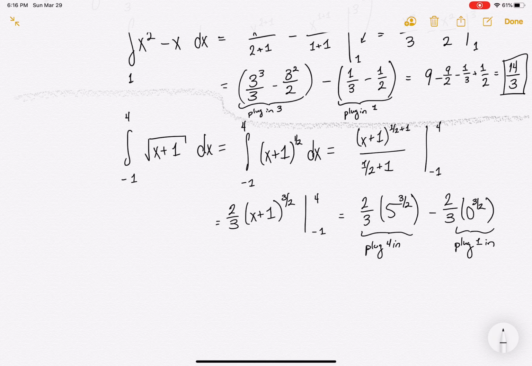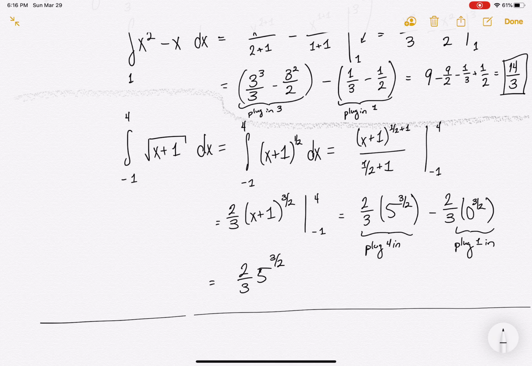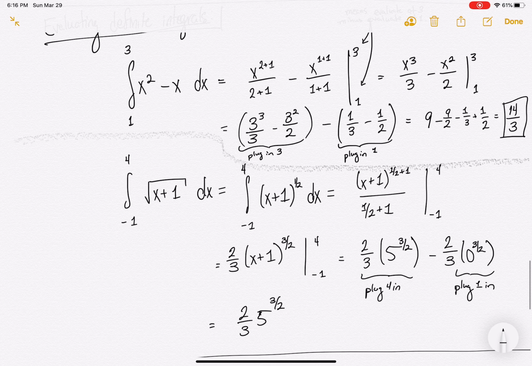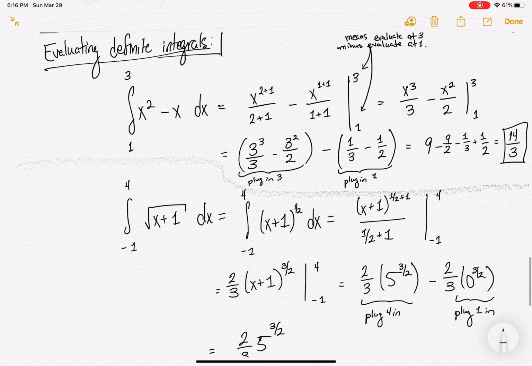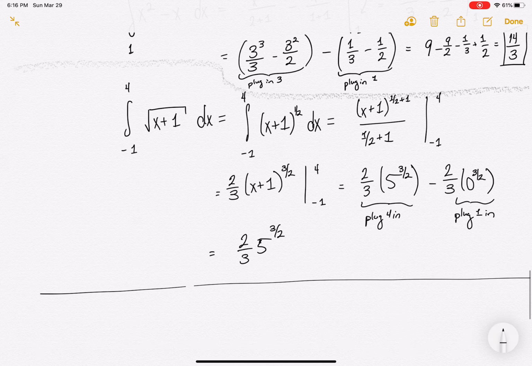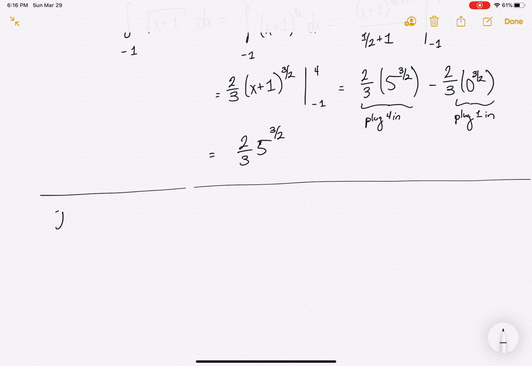So that's how all of these are going to turn out. I'll rewrite this finally. This is 2/3 5 to the 3/2. And this seems like just a crazy number, but this is going to indeed be the areas of curves. Right now we're just calling them definite integrals. But it turns out they're the same thing. So there's an example of two definite integrals, and the notation we like to use, that vertical bar notation. So just keep in mind the vertical bar notation.